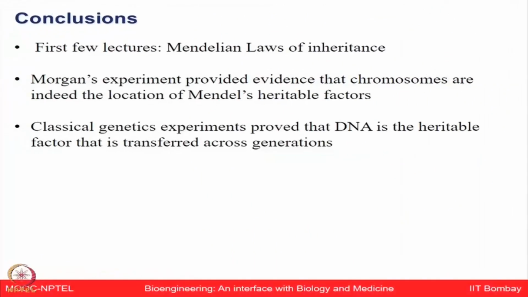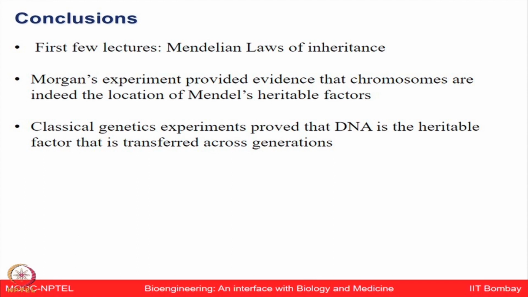So this brings to the end of this entire section on genetics. You are now familiar with Mendelian laws based on Mendel's experiment on the classical pea plant. You now also know how Morgan independently tested Mendel's experiment using another model system, Drosophila melanogaster or the fruit fly, which provided evidence that the chromosomes are indeed the location of Mendel's heritable factors.